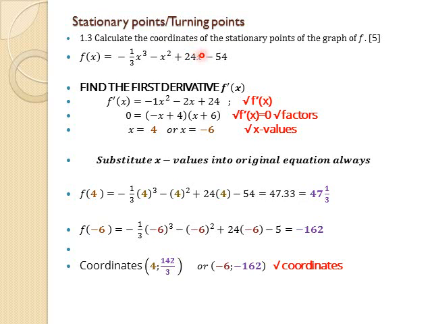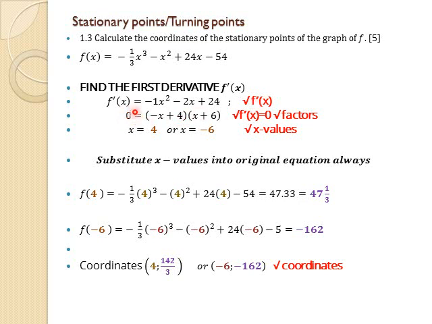x there, 1 minus 1 becomes 0. Anything to the power 0 is 1. So therefore the x falls away. And the first derivative of a constant will always equal 0. Alright, now we make the first derivative equal to 0.